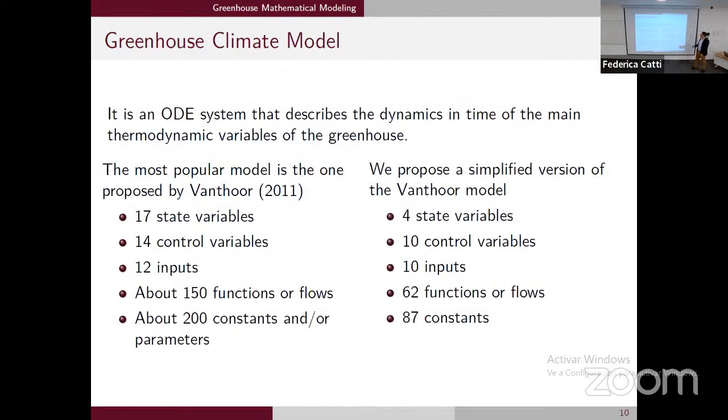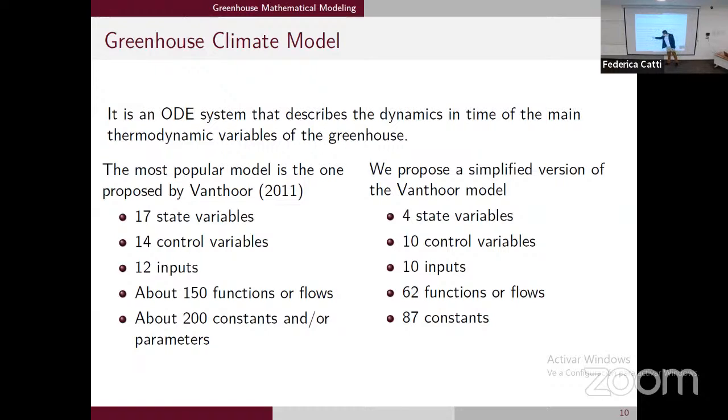The greenhouse climate model is an ODE system that describes the dynamic in time of the main thermodynamic variables of the greenhouse. The most popular model used for this is the model of Vanthoor. This is a considerable model that is thought to be used in different types of greenhouses. This model is composed of 17 state variables. Each of these state variables has an associated ODE.